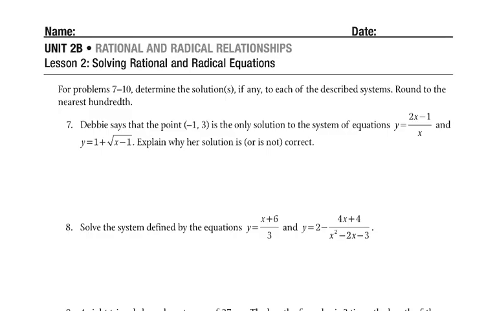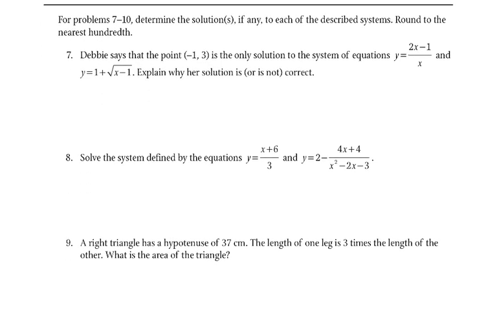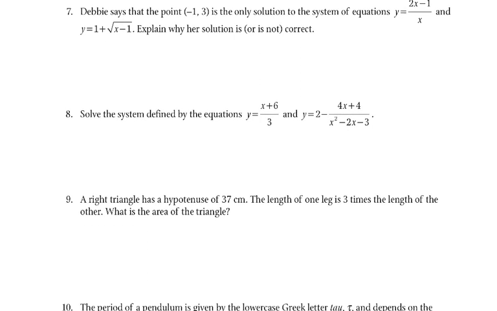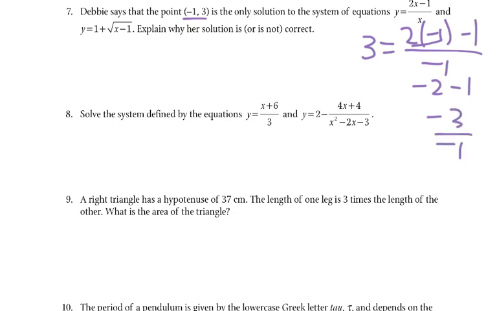Alright? So number 7, okay, says Debbie says that the point -1, 3 is the only solution to this system of equations. Explain why her solution is or is not correct. Okay, first thing I would check, do they work for both? So if I plug in 3 for y and -1 for x, does it work out? 2 times -1 is -2, minus 1 is -3, over -1 is a positive 3. Okay, so that one worked. Now let's try this one.